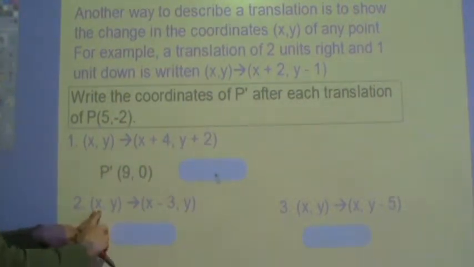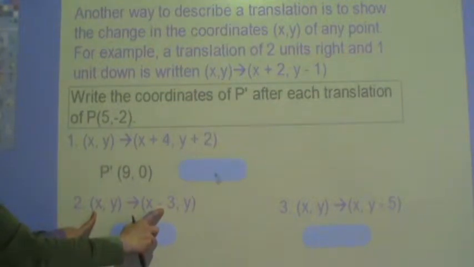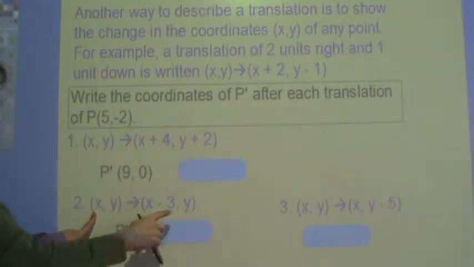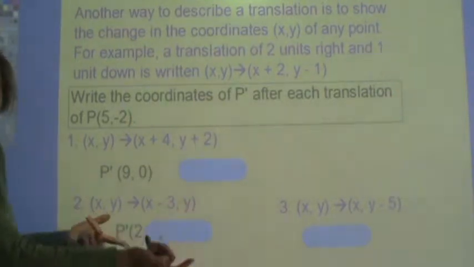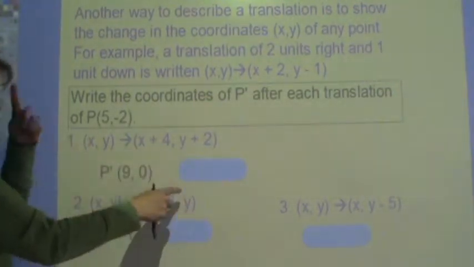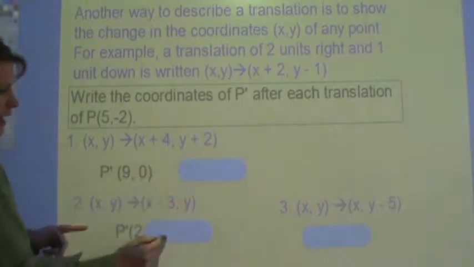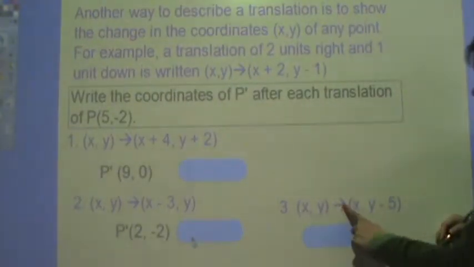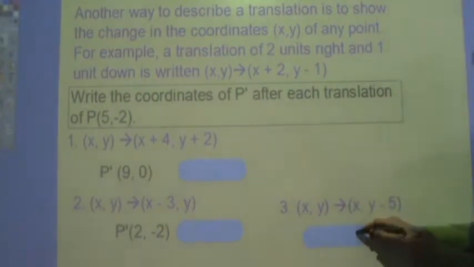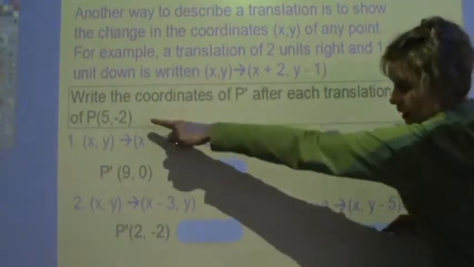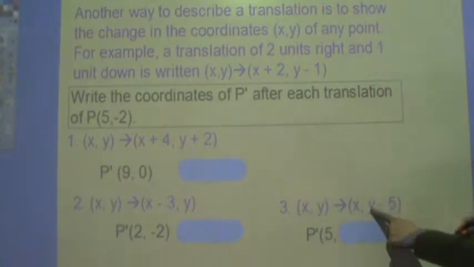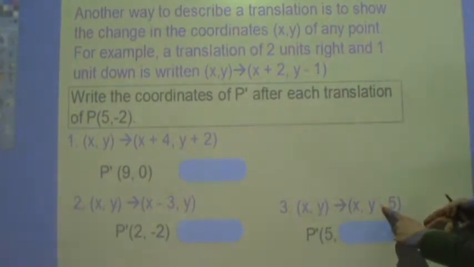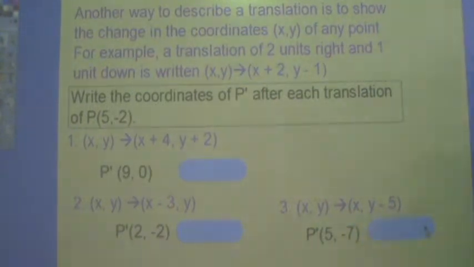All right, down here, my x is going to decrease by 3. So same original point, 5 minus 3 gets me 2. And if nothing is there, that means do nothing to it. It's not moving up or down, it's just going to remain at -2. And over here, this time it's not moving left or right, so x is staying the same. It's going to remain at the 5. And my -2 is going to decrease by 5, so I went from -2 down 5 to -7.